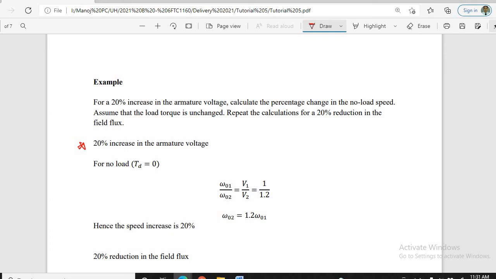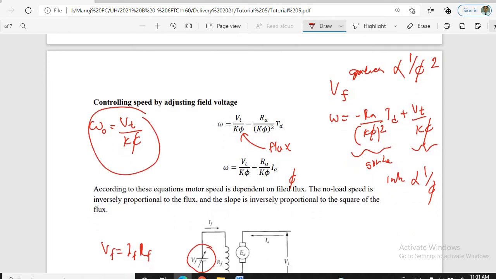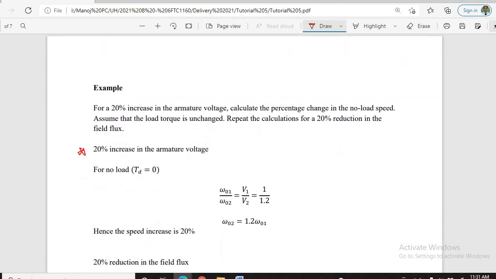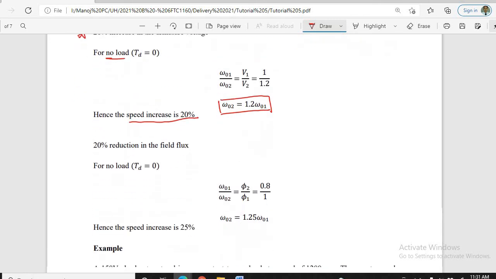For no load, T_D is equal to 0, right? This is the no load condition, so we are not changing anything else. Omega is proportional to the armature voltage. So first it is 1 and now with a 20% increase, it is 1.2. Therefore omega_02, the no load speed in the second case, is equal to 1.2 of omega_01, the initial value. So what you can see is that the no load speed increases by 20% if we increase the armature voltage by 20%.